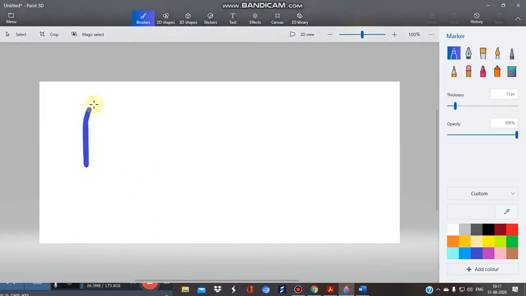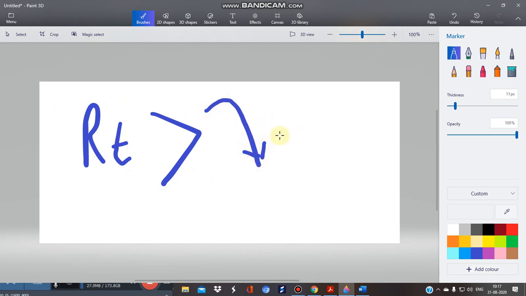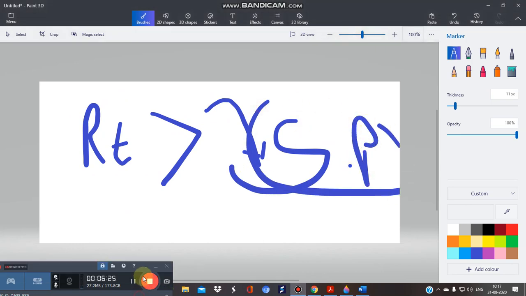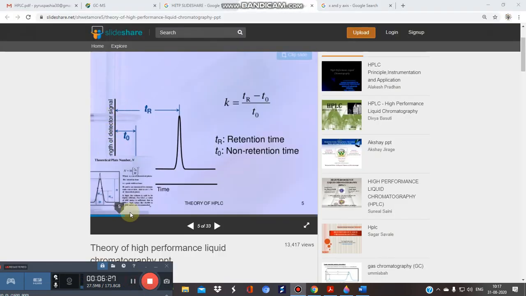Now please tell me, when is the retention time longer? It means the compound present in the mixture will take more time, meaning it has more affinity towards the stationary phase. Yes. Do you see this? Again, this is the retention time, represented by TR, and T naught is the non-retention time.